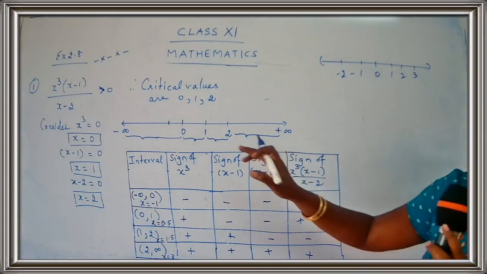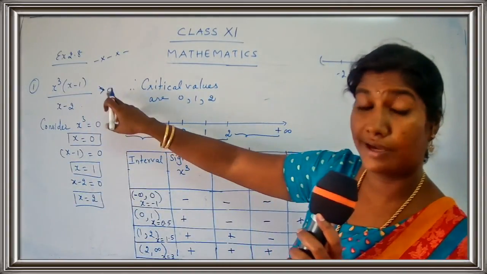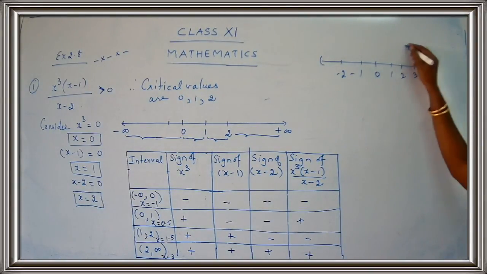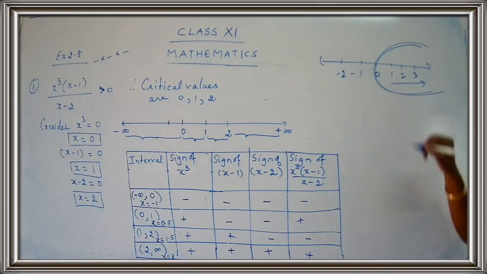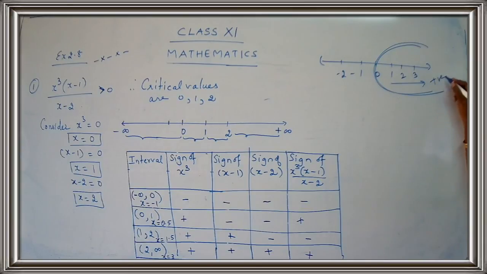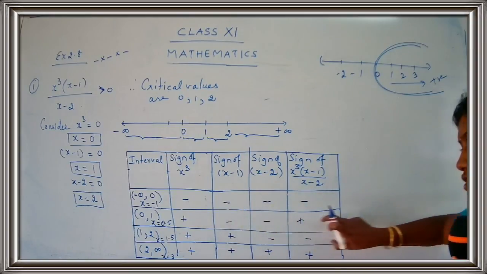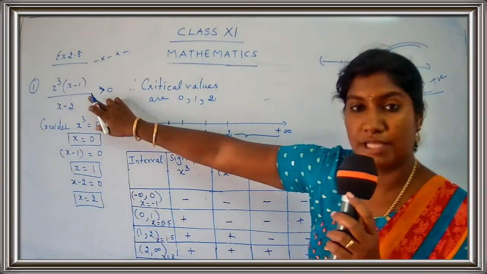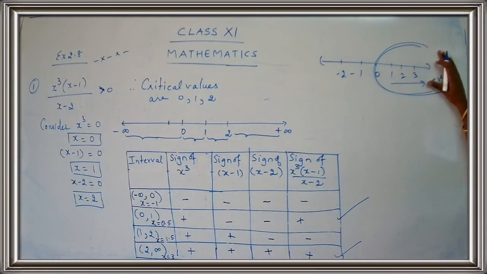Now the question says that this part, that is x cube, x minus 1 upon x minus 2 is greater than 0. Greater than 0 means you have to focus on the right side. Greater than 0. Okay? If greater than 0, which numbers are you going to focus on? You are going to focus on the positive numbers. So in which row do you have a positive number? This is positive and this is positive. Getting my point, children? Because this is greater than 0. The expression is greater than 0. Yes, greater than 0 means you are going to focus on the right side.